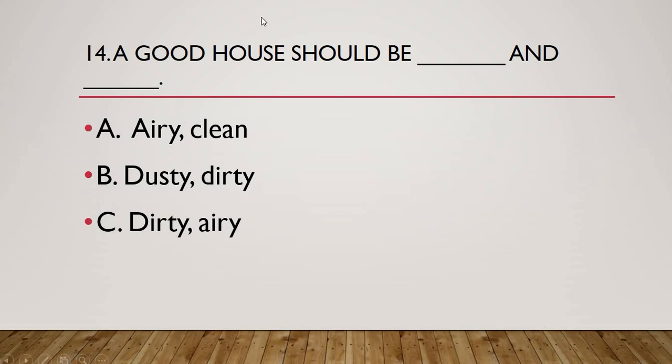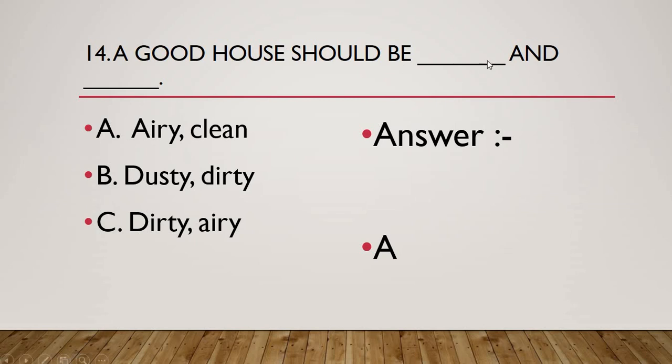If you see, a good house should be. So here the kind of features you need to say of a good house. Can you say a dusty and dirty house is a good house or no? B is not the option. Can you say dirty and airy? Yeah, it has to be airy, but it should not be dirty. We cannot say a dirty house is a good house. So according to me, students, option A should be correct. Let's see which is the correct answer. And like I said, option A is correct.